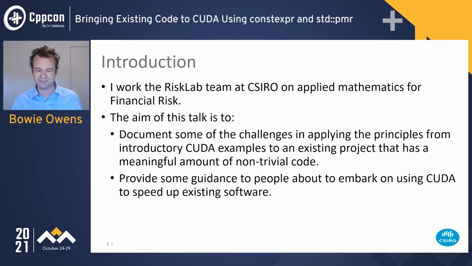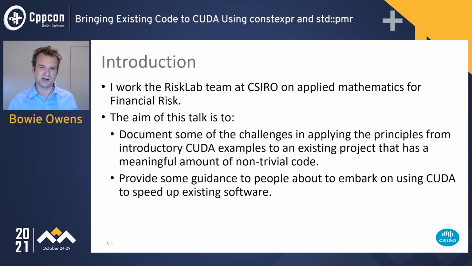My name is Bowie, as I said. I work at a government-funded research organisation in Australia. It's actually 7 a.m. in the morning right now where I am. The team that I'm part of is called Risk Lab, and we use applied mathematics for developing software for managing financial risk. The team is relatively small, and that's great for me because it means I get to touch lots of different facets of software development.